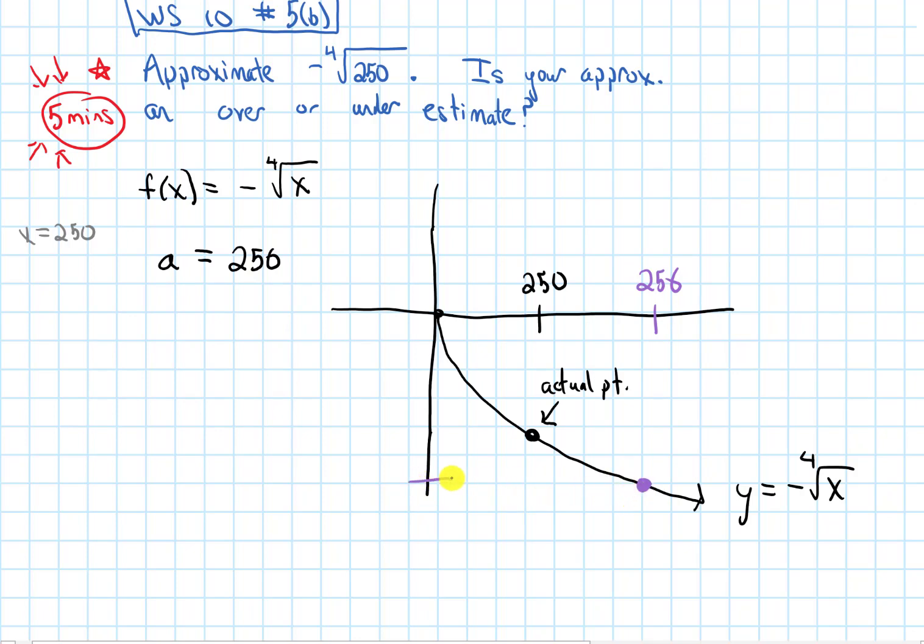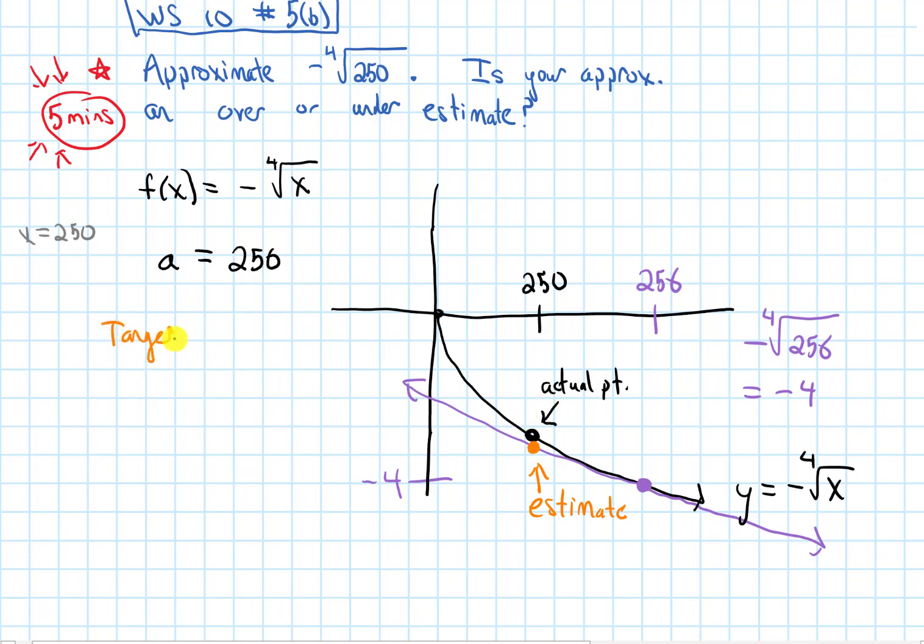I'm going to label that point because I know the fourth root of 256. In fact, let me put a negative sign in front of it to be my function. The fourth root of 256 is 4, so this is negative 4. That's my y value. At this nice point, we draw a tangent line. The tangent line is going to look something like this. If I can find the equation of the tangent line, then I'm just going to plug the 250 into the tangent line equation. That'll give me this point, and that is my estimate. Typically we're hoping that that'll be pretty close to the actual point.